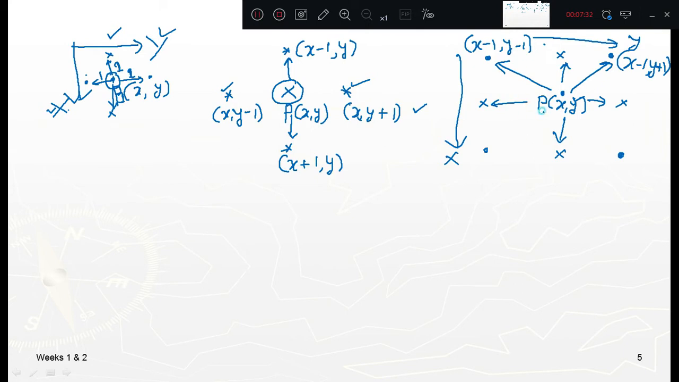Now I'll come to this point. With respect to this one, which value is increasing? X value is increasing. How much value? 1 value, that is x plus 1. Now y value is decreasing. How much value? That is y minus 1.